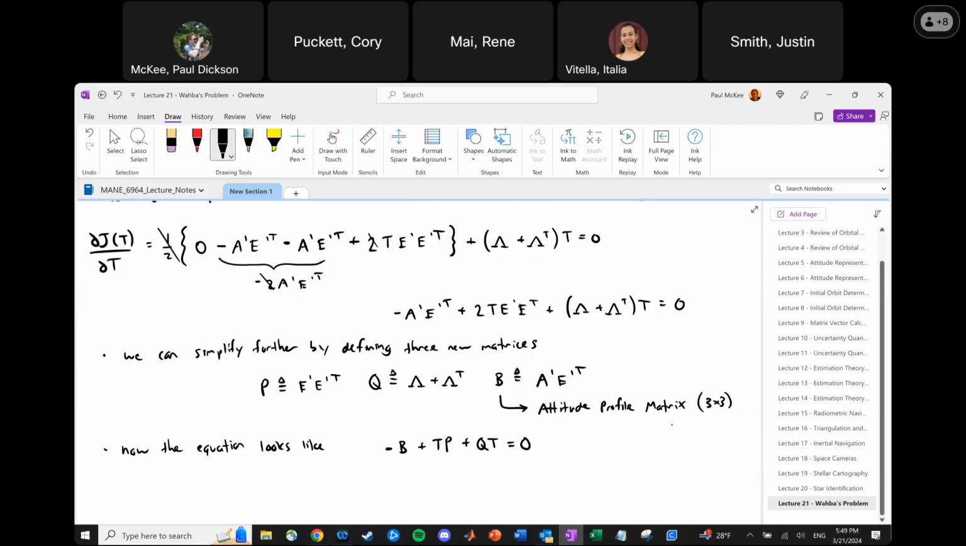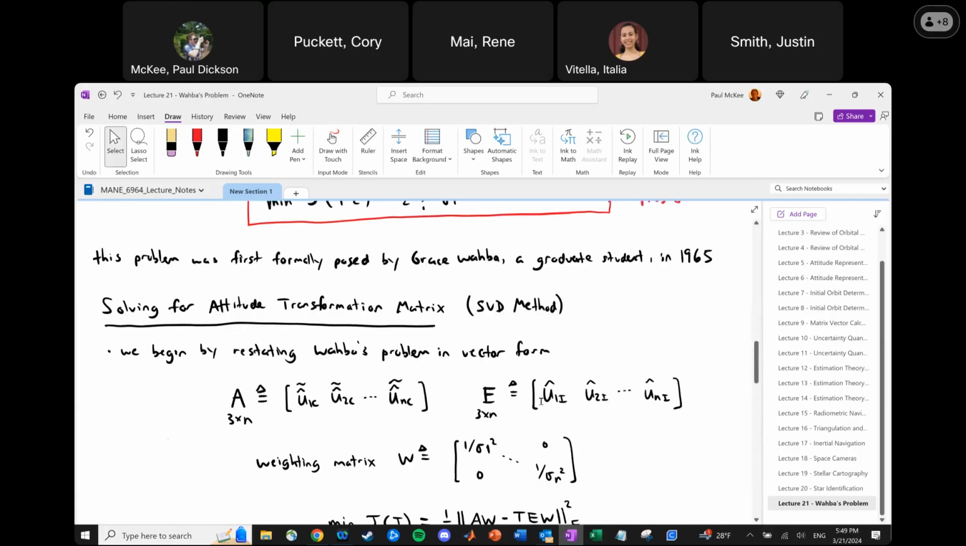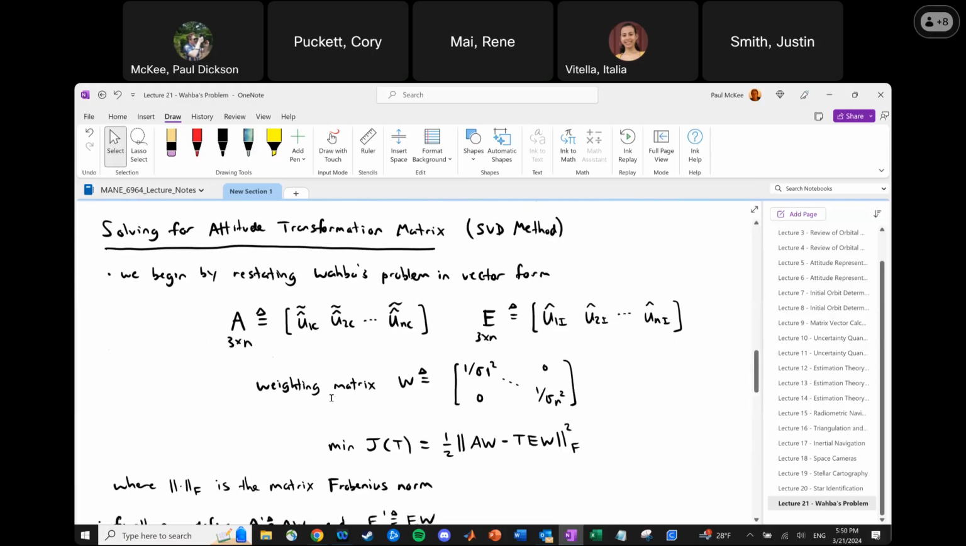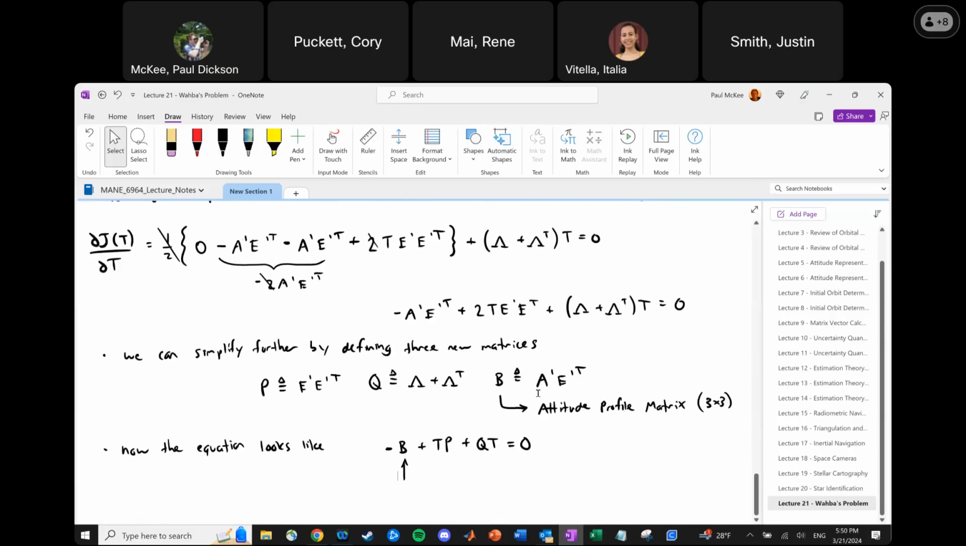First of all, I want to point out that while it might feel like we're a long way from home, B is fully made up of things that we know, right? It's made out of A and E. What are A and E? Let's go all the way back up to the top. A and E are the line of sight directions to all of our stars side by side to create matrices. And those are known. Those are things that we come into the problem knowing, right? These are each a 3 by n matrix, so they're going to be very wide and not very tall. And so if we have A times E transpose, then it makes sense to be a 3 by 3. Okay, so B is something we can actually figure out.